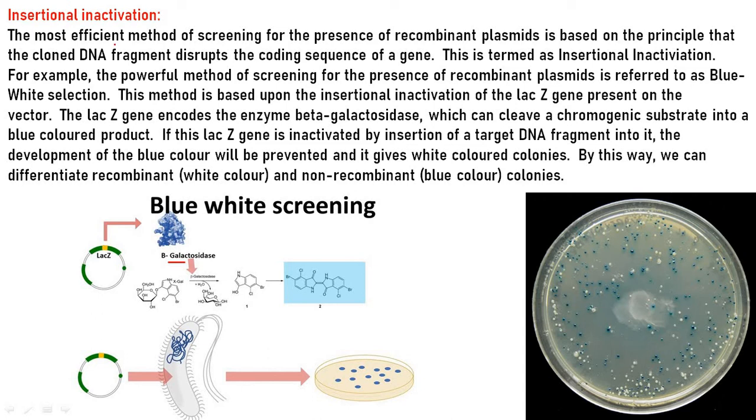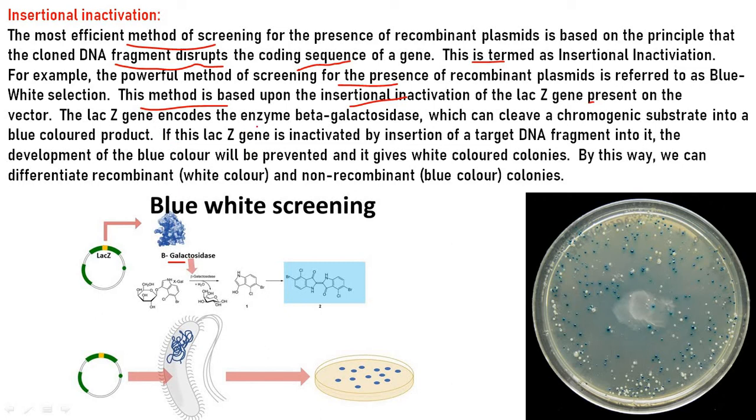So the most efficient method of screening for the presence of recombinant plasmid is based on the principle that the cloned DNA disrupts the coding sequence of the gene. This is termed insertional inactivation. For example, a powerful method of screening for the presence of recombinant plasmid is referred to as blue-white selection. This method is based upon the insertional inactivation of the lacZ present on the vector.